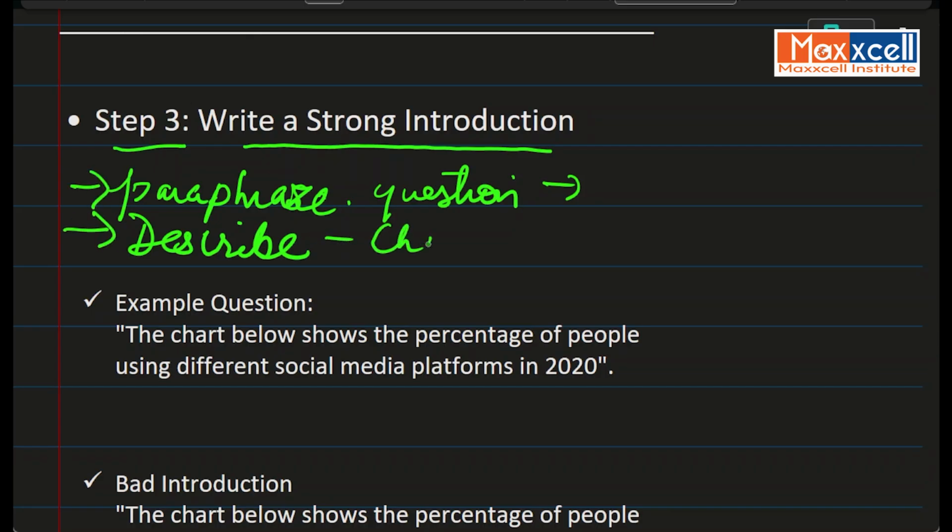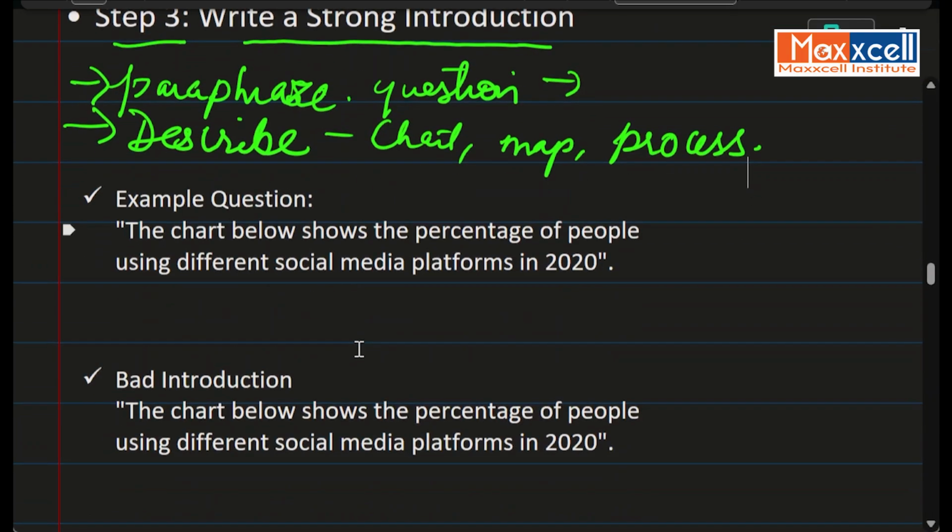So what the chart or the map or the process is trying to tell you, what it is representing. Let us see a few examples. Let us see what is an example of a good introduction and what is an example of a bad introduction.